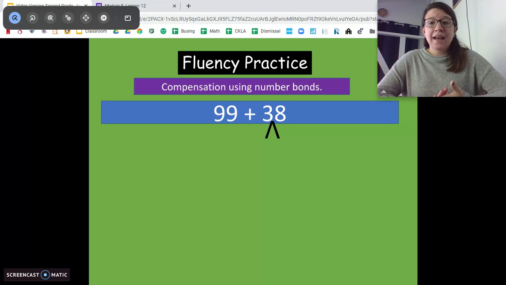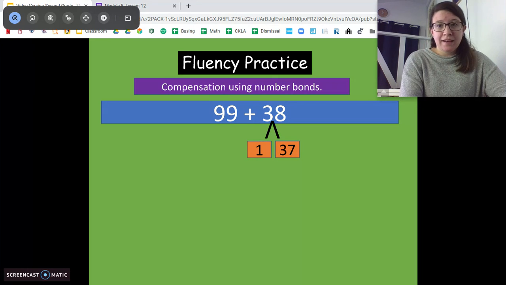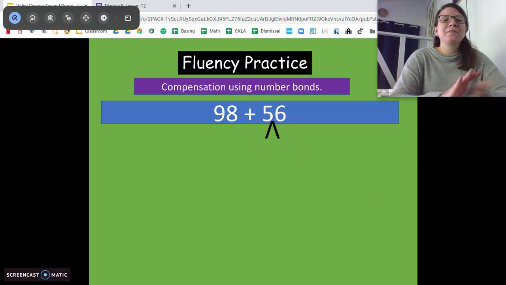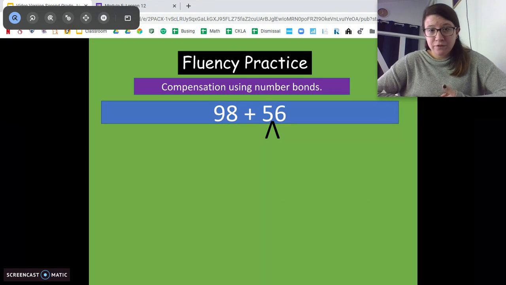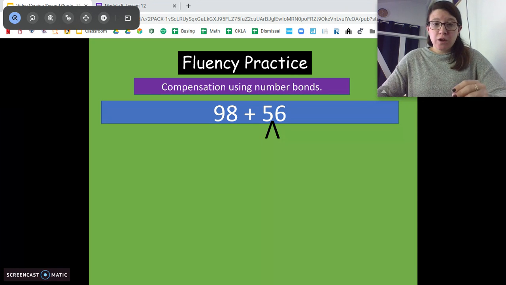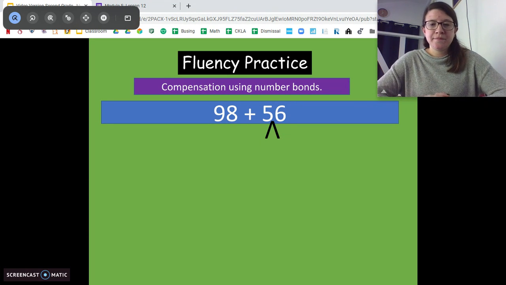Good. So 99 needed 1. So we're going to take that 1 out and we get 1 and 37. Now when we do that, 99 plus 1 is 100 plus 37, 137. Good job. Let's do another one. All right, this one's a little bit different. You're still getting 98 to its next 100. So think about how many you need to do that and take that out of the 56. Pause and solve.